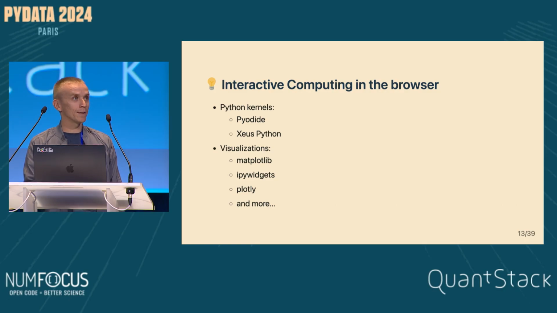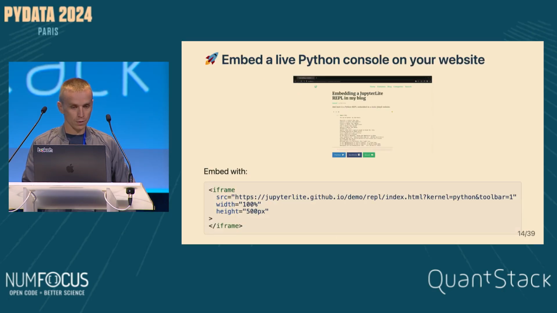Thanks to all of this stack and tools, you can have interactive computing in a browser. That means using different Python kernels and using different visualization libraries like Matplotlib, ipywidgets, Plotly that we saw before. And because it can be easily hosted anywhere, you can also embed it easily with iframes. So here we have a screenshot of a Python REPL on a blog built with Jekyll, and you can see it's just a few lines of code to inject in your blog if you have one.